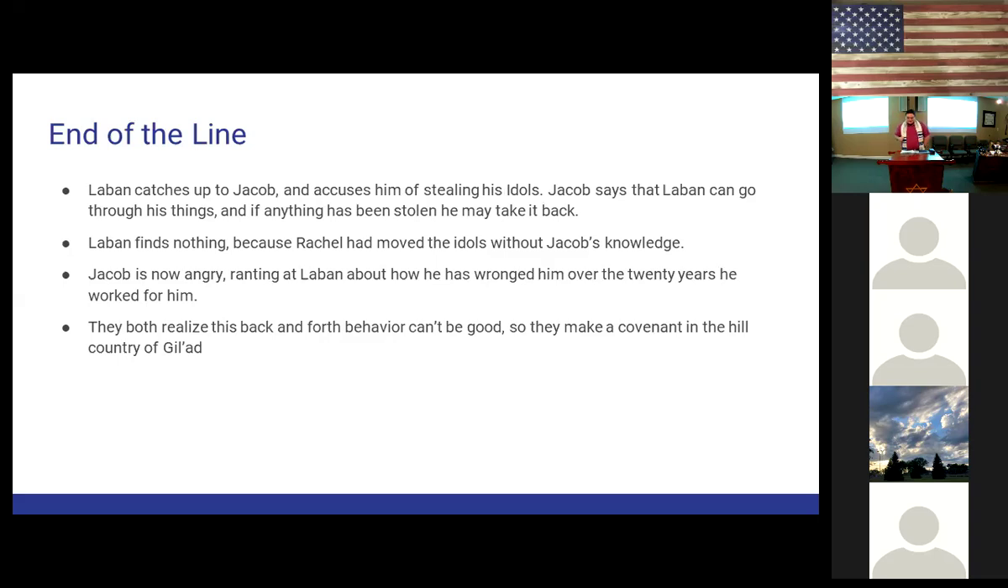Laban catches up to Jacob and accuses him of stealing his idols, which Jacob doesn't know because Rachel did it without his knowledge. And he says, hey, if you think I stole it, go through everything. If you find anything I've stolen, you can have it back. Laban finds nothing because Rachel keeps moving the idols around. And then Jacob gets angry because he doesn't know that the idols have been stolen, but he assumes that he hasn't stolen them. So he gets angry at Laban.